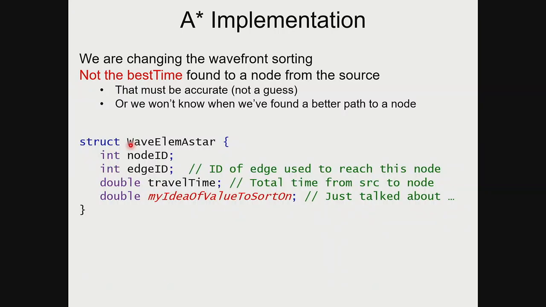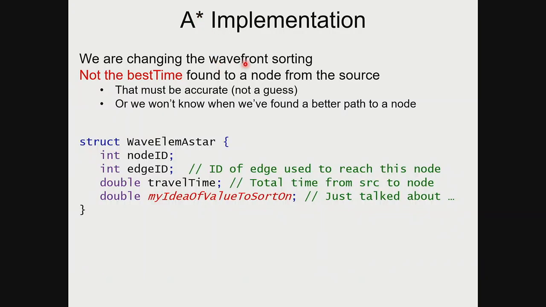Okay, so let's talk about implementation. All we've done so far on top of Dijkstra is just trying to change the metric that we sort our priority queue or our heap with. So we are just changing the way we are sorting the wavefront again, not the best time found to the node.